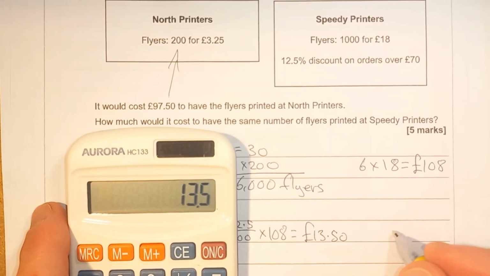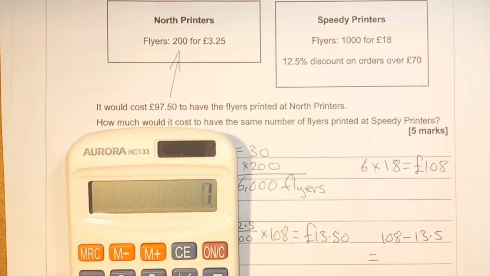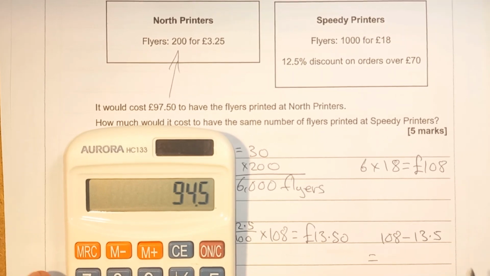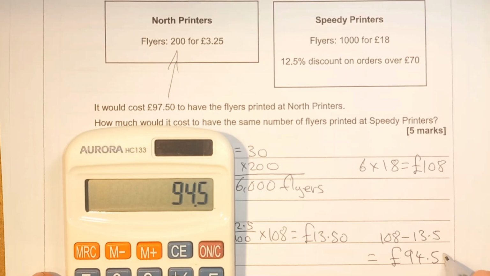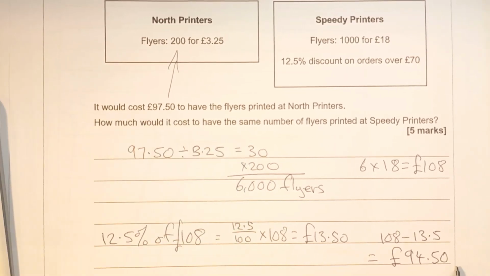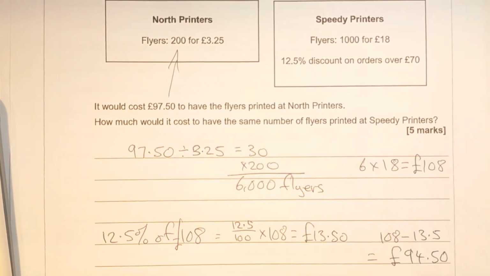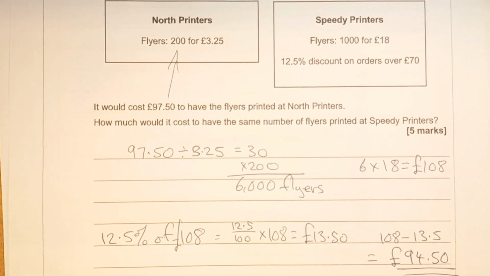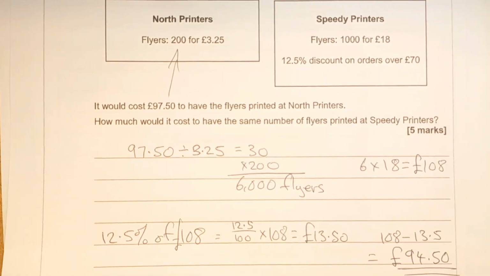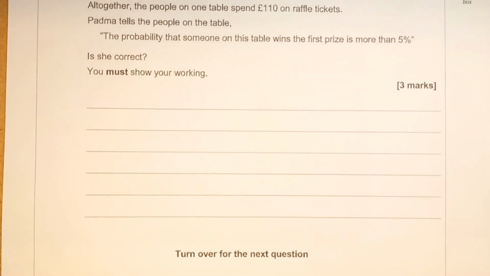So we take our original 108 minus £13.50, which gives a new total of 94.5, but because it's money, we make it £94.50. How much would it cost to have the same number of flyers printed at Speedy Printers? Well, there it is. We've worked it out. Slightly cheaper. Okay.